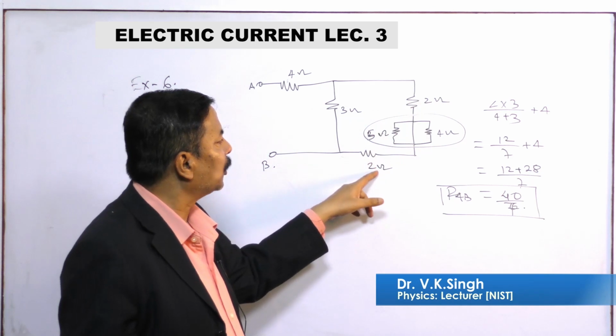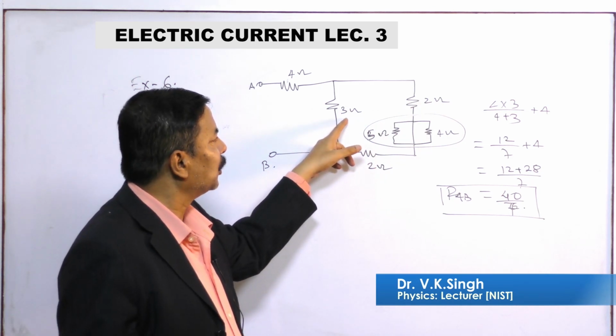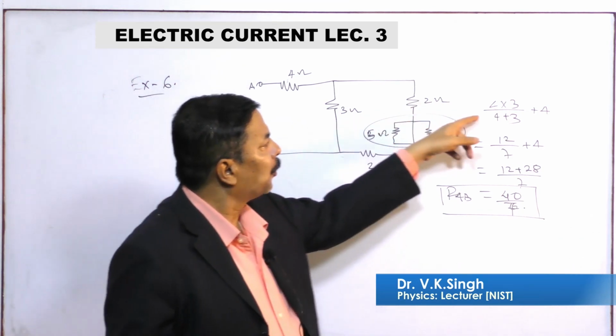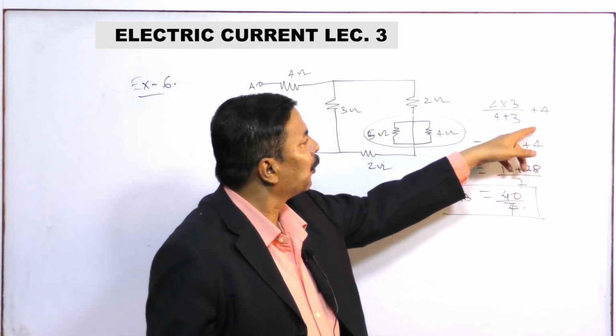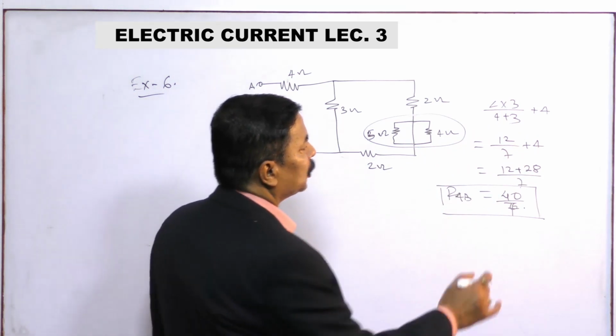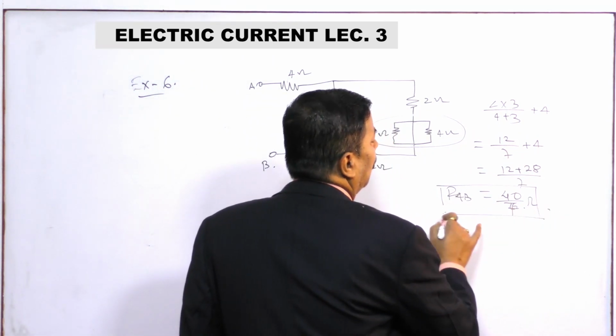So 2 ohm and 2 ohm, 4 ohm, and 4 ohm and 3 ohm are in parallel. So 4 into 3 by 4 plus 3, and then this 4 is in series, so plus 4. Whatever is the value, that much ohm you are getting as the answer.